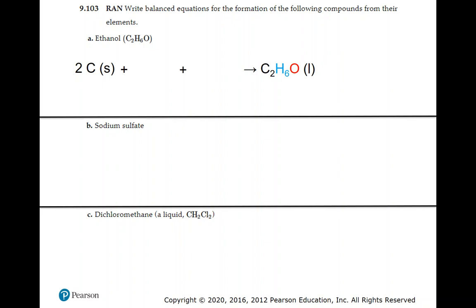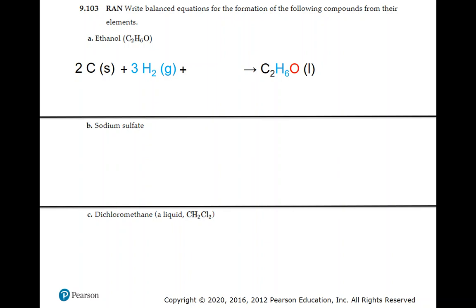Next, we'll want to account for hydrogen. Remember, hydrogen is a diatomic gas at room temperature. So each mole of hydrogen has 2 moles of hydrogen atoms, and so we're going to need 3 moles of H2 to get to our total of 6. So our next reactant will be 3 H2 gas.